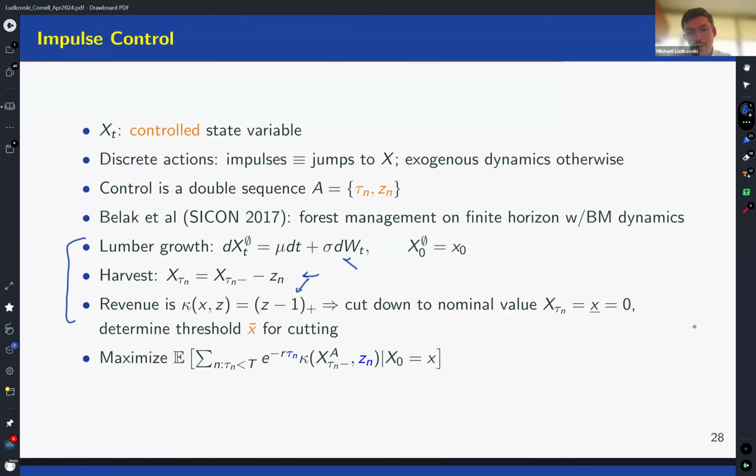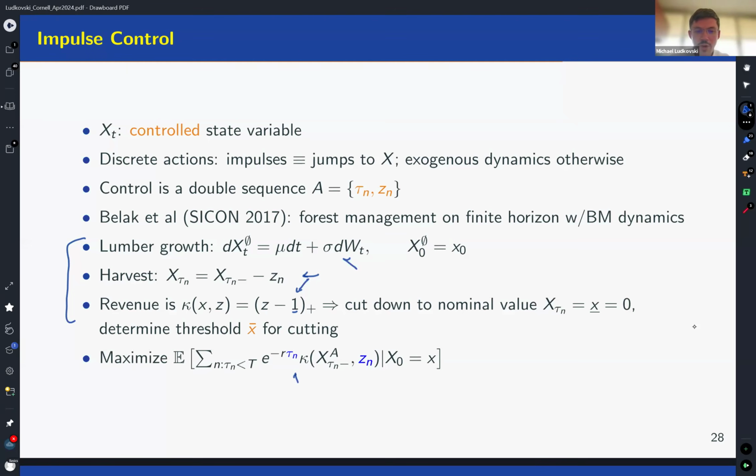So once you chop them down, you sell them. This is saying that when you sell them, you have a fixed cost of 1 to pay. But otherwise it's linear. And so if you have linear profit, then if you chop them down, you might as well chop all of them. All of them means 0, not 0 meaning no trees, but this is a nominal value that you want to restart. And so the problem becomes, when should you chop trees down? How far should you let them grow to maximize your overall discounted revenue.